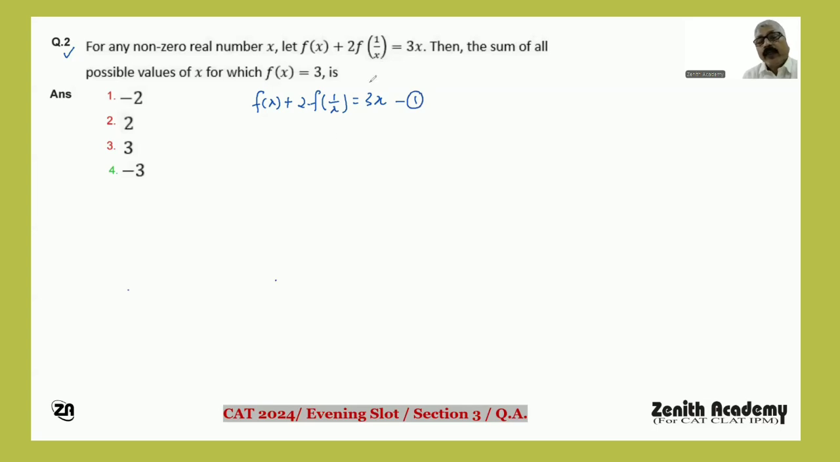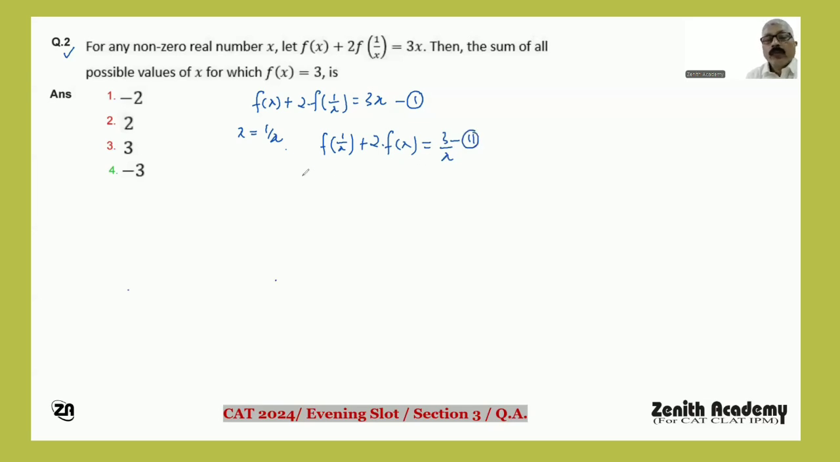So from this equation, if I eliminate this f of 1 upon x, then the equation will be left with only f(x), and f(x) is equal to 3 is given, right? Then we can set up a relation. So let's see how we can eliminate this f of 1 upon x. For this, if I put x equal to 1 upon x, then this equation will be f of 1 upon x plus 2 f(x). For x, you write 1 upon x, so this will be f(x) is equal to 3 upon x. This is equation number 2.